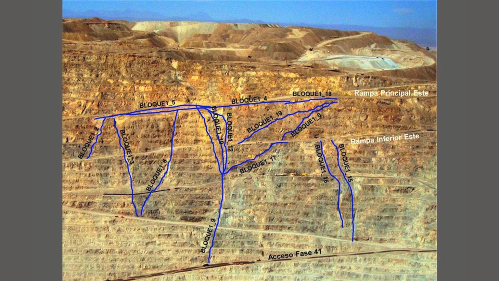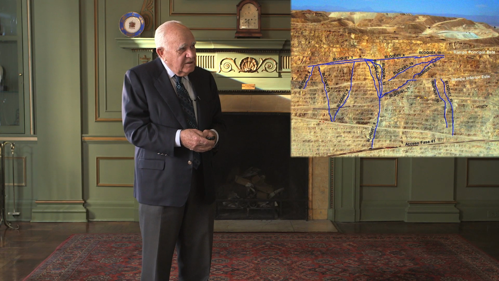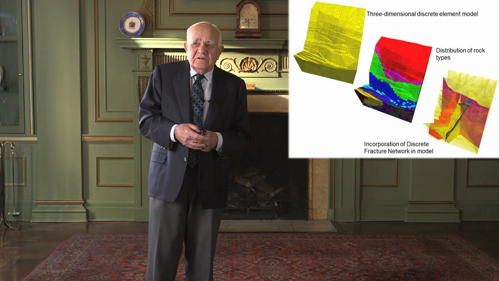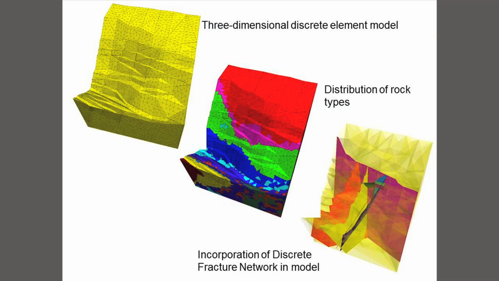and to build up a discrete fracture network and pictures such as this one where you know the features are, and then to incorporate those into three-dimensional discrete element models, of which this is one. So the top left is the mesh network used to create the three-dimensional model of that slope. The middle one is the distribution of rock types, because there are many rock types that occur in that rock mass in that model. And the lower right is the superimposition of the major discontinuities, the ones you saw as long blue lines in the previous slide, into that model.